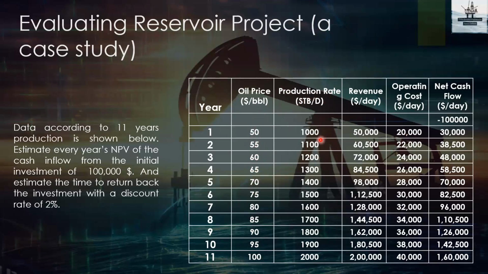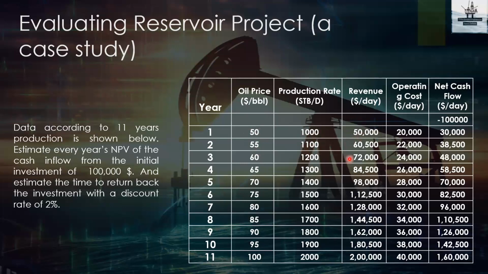And the production rate is in STB per day. So every day you are producing around 1,000 stock tank barrels. When it comes to revenue, it is 1,000 stock tank barrels times 50, because every one stock tank barrel equals $50 in year one. So 50 times 1,000 gives you the amount you produce every day. That is 50,000 for the first year.